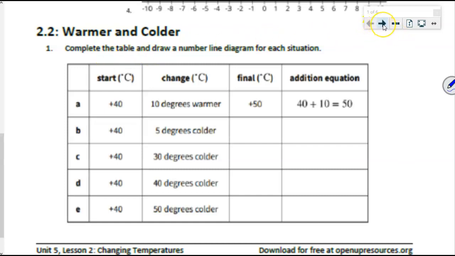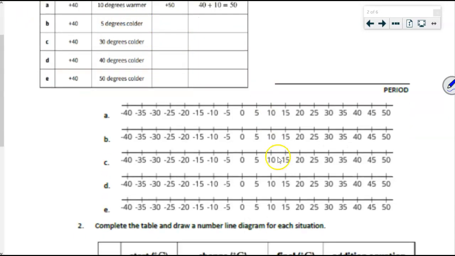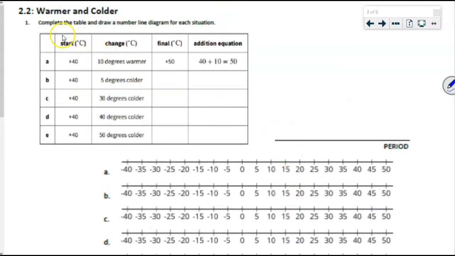Now, the way that yours is printed, the number line diagrams are actually on the right-hand side. So we're going to start by completing the table. I'm going to do it here on the screen. We're going to complete the table, and then you will complete the number line diagrams here to match it. So we have the situation where we already saw in a previous lesson that temperature is a good application of integers, where we can have positive and negative.